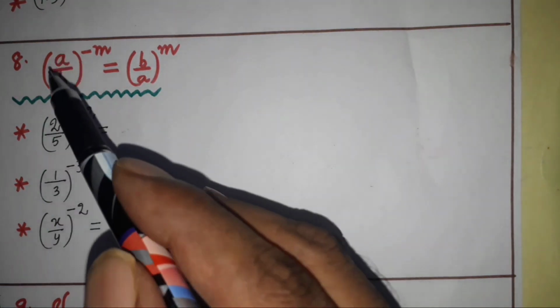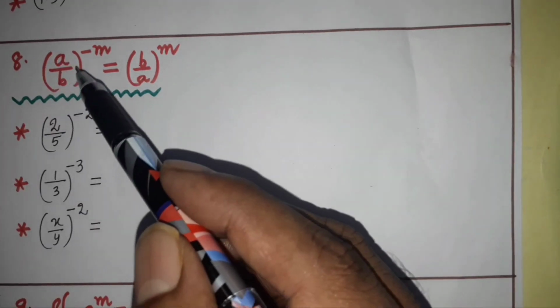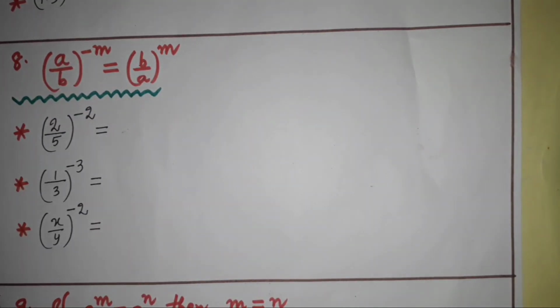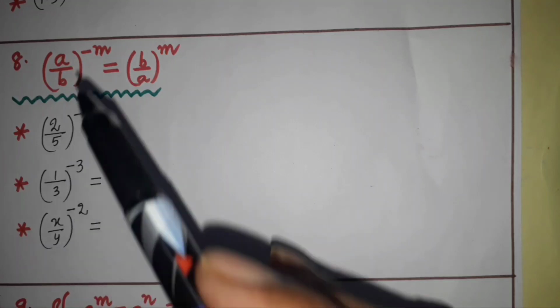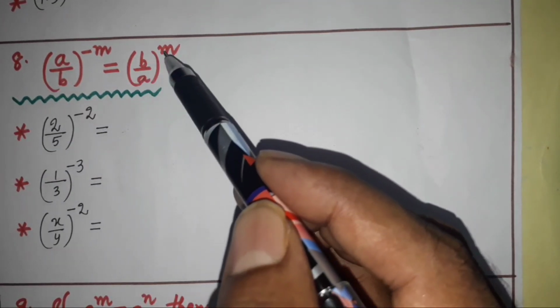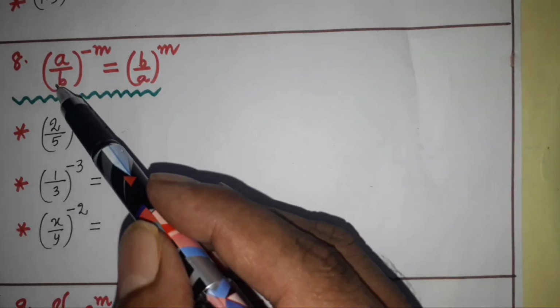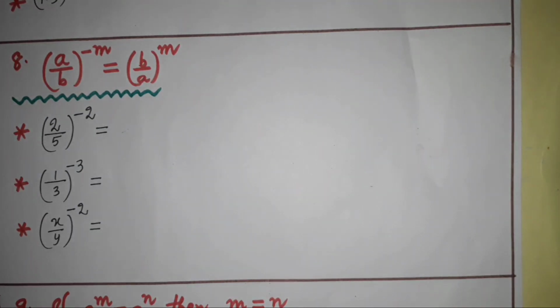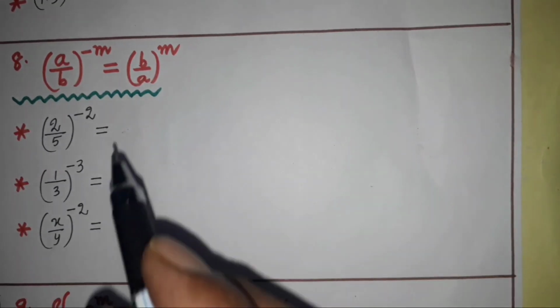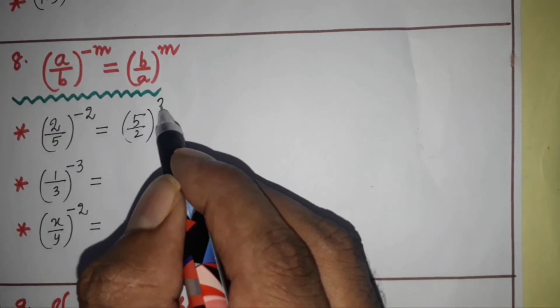Next, (a by b) whole to the power of minus m. That means, for a fraction, if you have whole power negative, then you write the reciprocal of the fraction, for a by b, b by a, you write the positive power. That means (a by b) whole to the power of minus m is equal to (b by a) whole to the power of m. In this way, (2 by 5) whole power minus 2 we can write as (5 by 2) whole power plus 2.